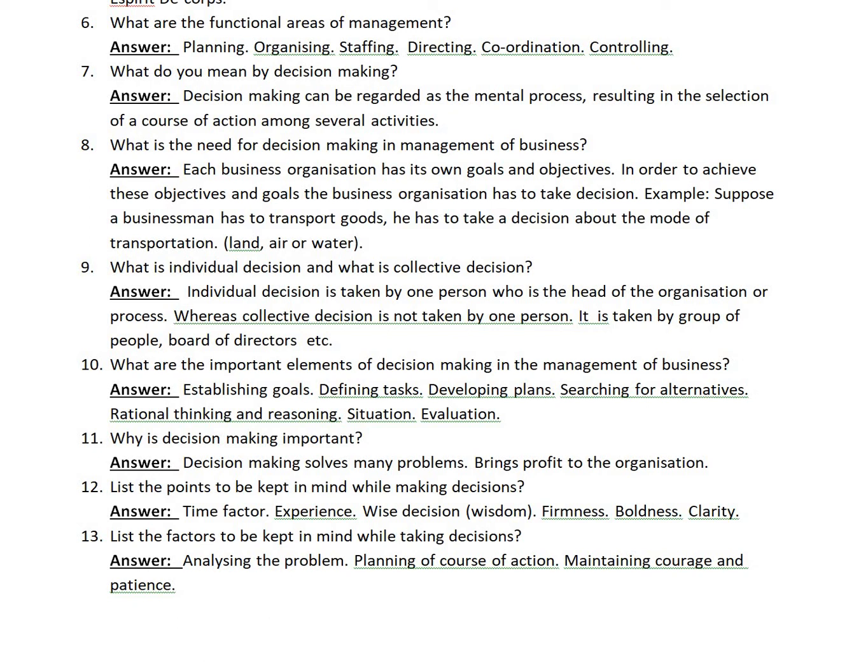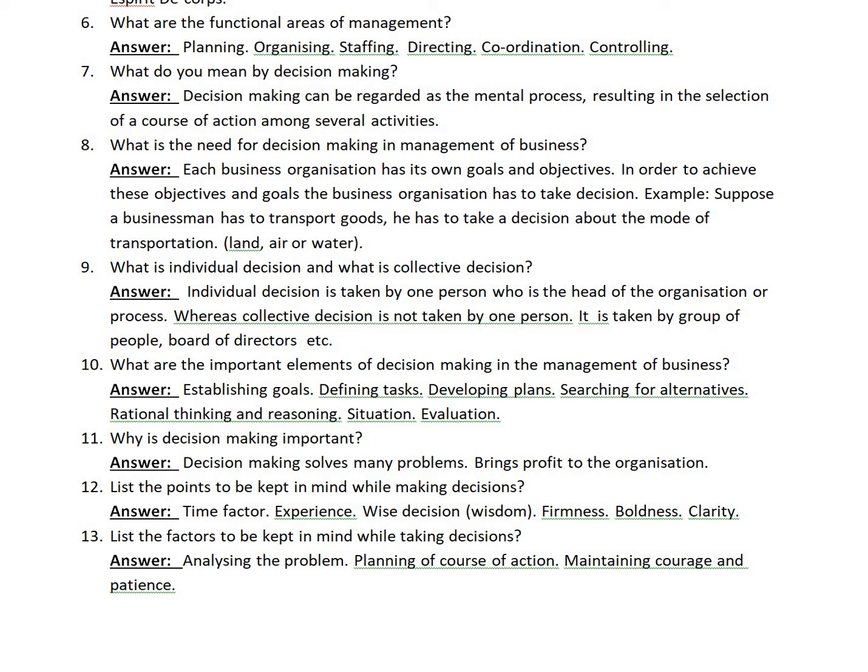What are the important elements of decision making? The important elements are establishing goals, defining tasks, developing plans, searching for alternatives, rational thinking and reasoning, situation and evaluation. Why is decision making important? Decision making is important because it solves many problems. It brings profit to the organization. If decisions go wrong, it might bring losses to the organization also.